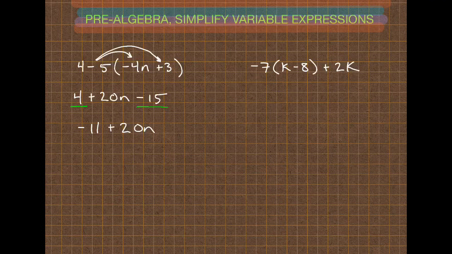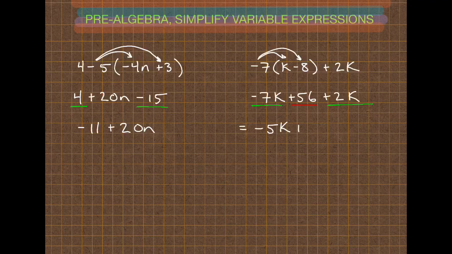Okay, this next one, let's start off by distributing this -7. So we have -7k plus 56 plus 2k. And there we have the k's. Remember, this constant's by itself, doesn't have a variable attached. So -7 plus 2 gives us -5k and plus 56. Don't want to forget the equal signs.